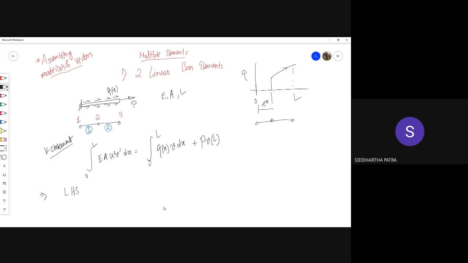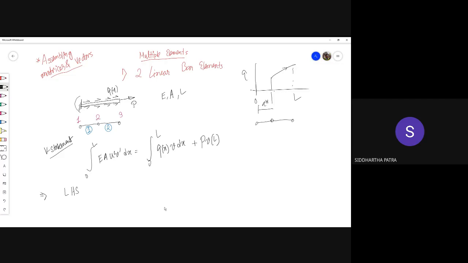A few more things I need to mention: it is not necessary for you to divide the geometry into equal halves. Or if you are taking 10 elements, it is not mandatory for you to take 10 equal segments within the geometry. Sometimes you want to have an unequal or non-uniform mesh.